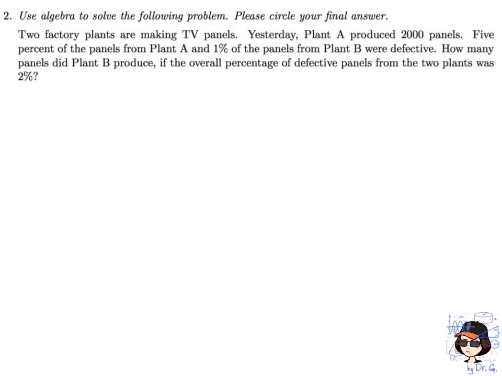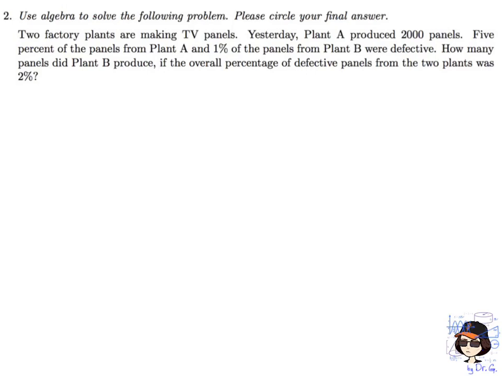It says 2 factory plants are making TV panels. Yesterday, plant A produced 2,000 panels. 5% of the panels from plant A and 1% of the panels from plant B were defective. How many panels did plant B produce if the overall percentage of defective panels from the 2 plants was 2%?